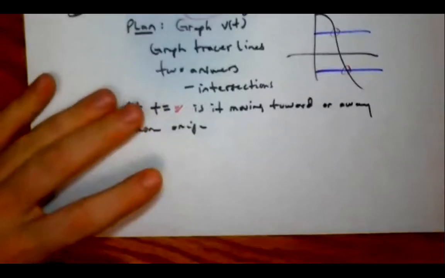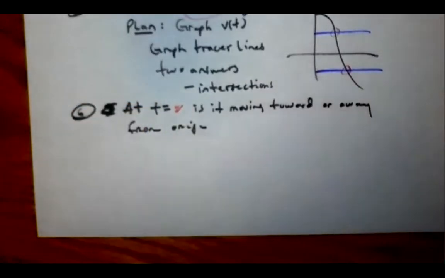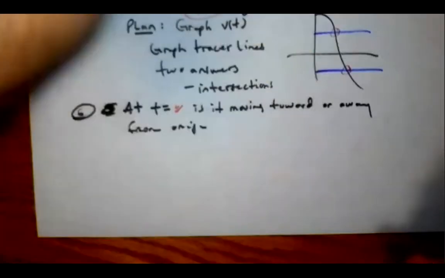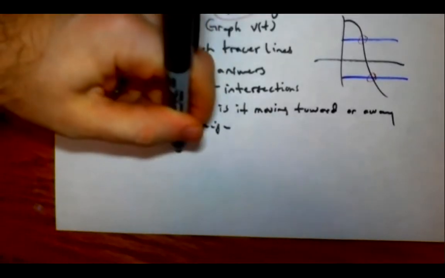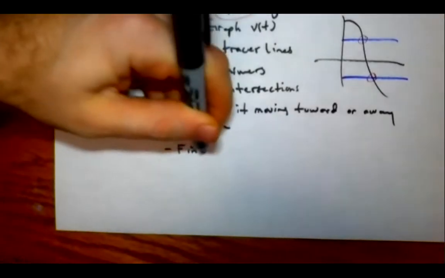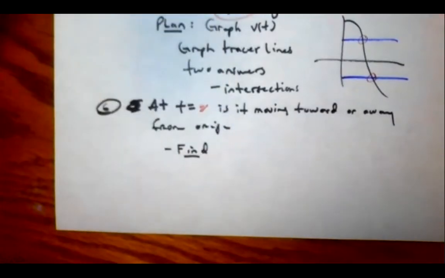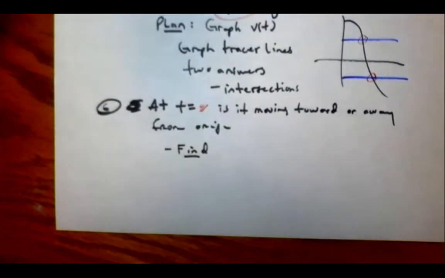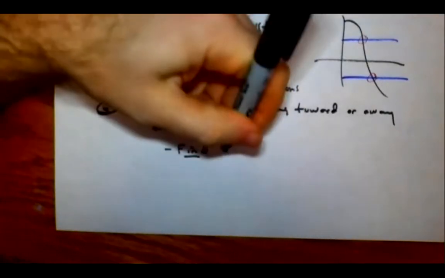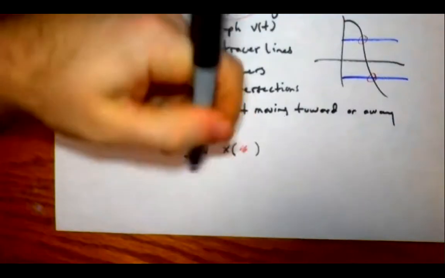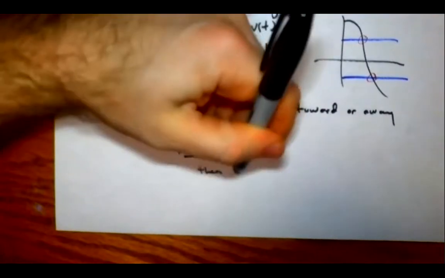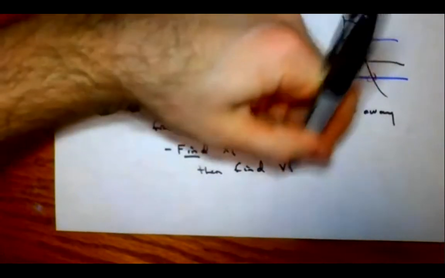All right, I'm sorry about that. Plan for number 6. What would we be up to here? Find what? The position and velocity at whatever. Yeah, so first thing I want to find is the position at whatever. Then find the velocity at whatever, exactly.